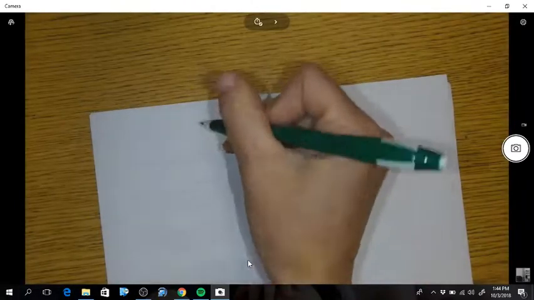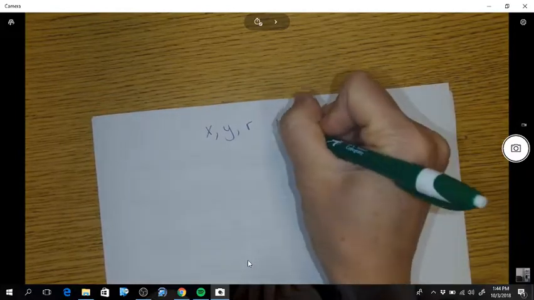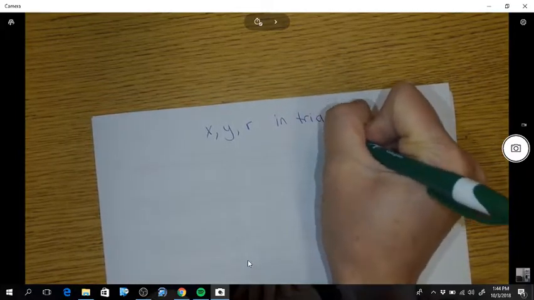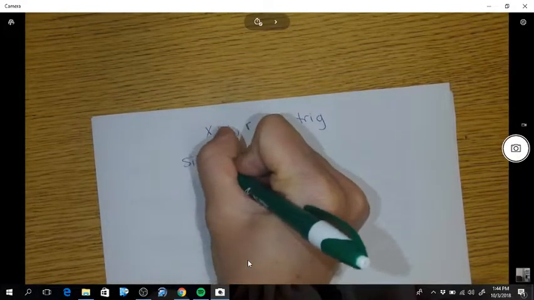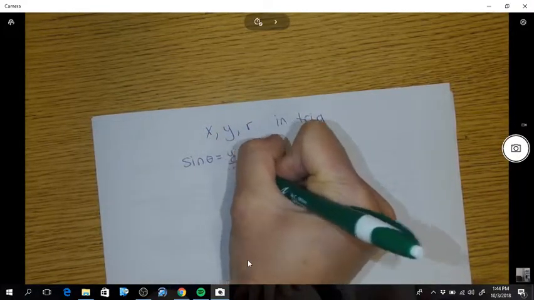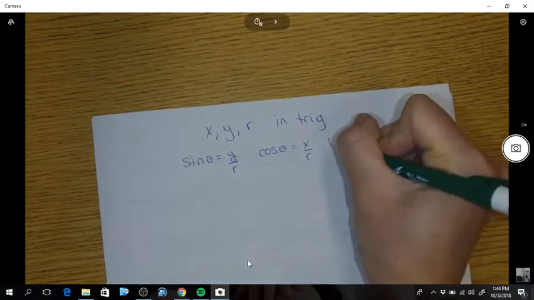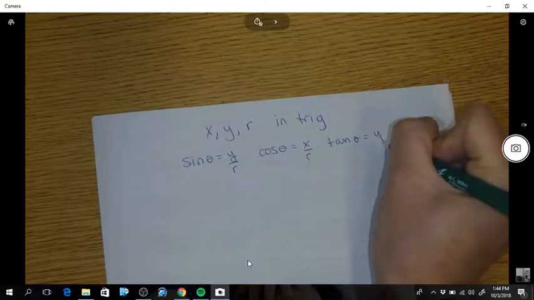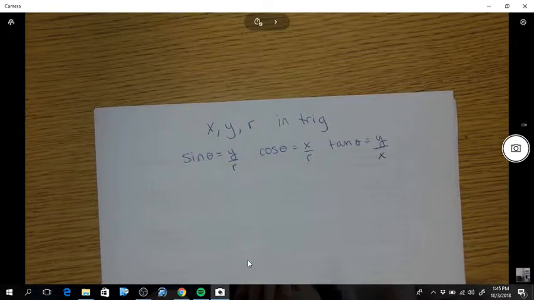Okay, this lesson is your x, y, r in trig. On your formula sheet you will see these formulas. Sine of your angle is y over r, cosine of your angle is x over r, and tan of your angle is y over x. Those formulas are given to you on a test, on an exam. So you will have those.